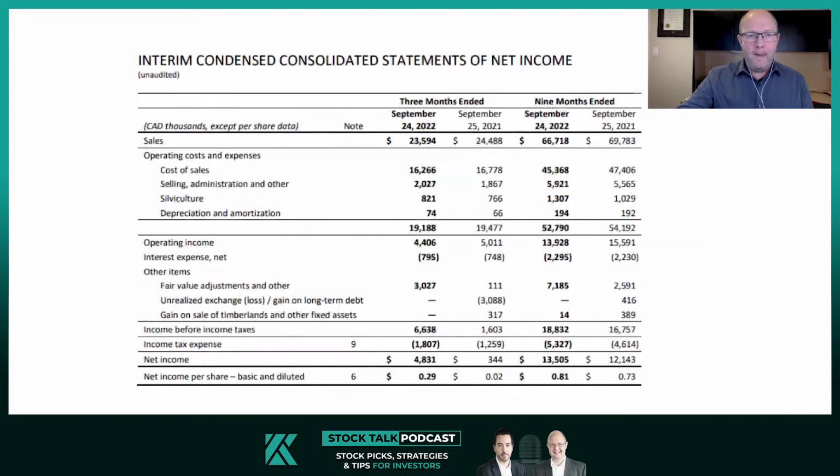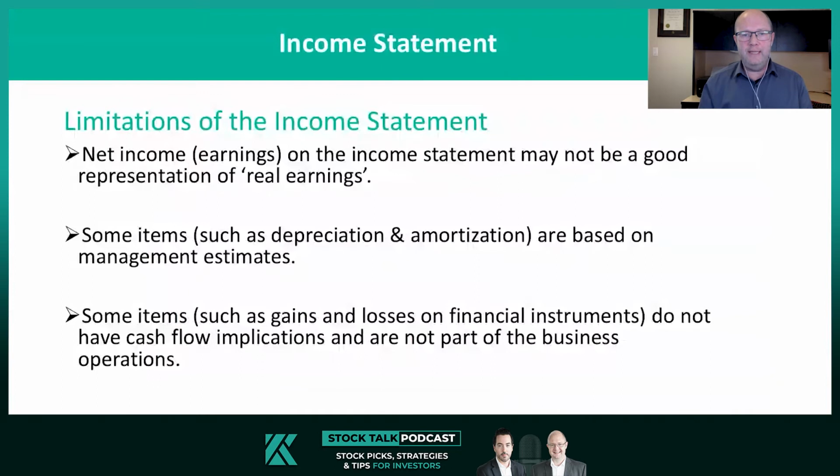So there are major limitations to the income statement that people need to consider. And they need to consider this when they're using data that doesn't come right off of the income statement. Say, for example, if you're getting a price to earnings ratio or some type of financial information from Yahoo Finance, because their earnings probably come right off of the income statement. So one of the big limitations to the income statement is that net earnings may not be a good representation of real earnings. And so what would real earnings be?